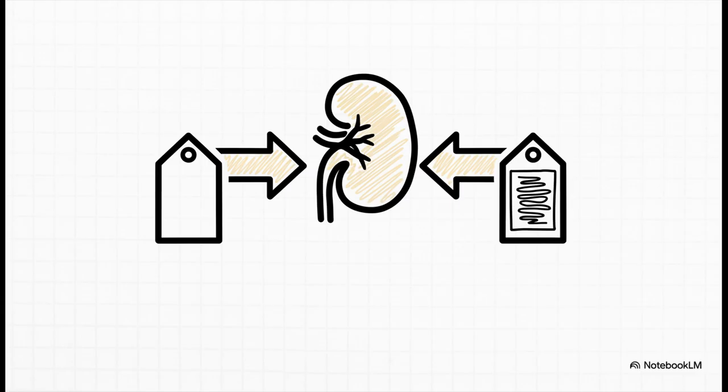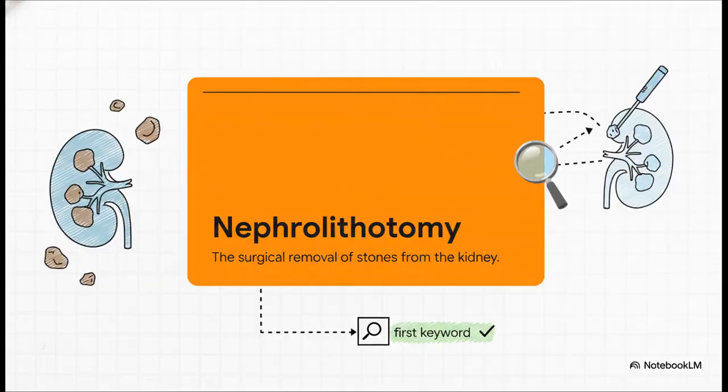The whole challenge of coding this thing, it's right here on this slide. You're going to read an operative report, and it's describing a single surgical session, but you've got to pick between two main codes. Making the right choice is absolutely critical, so let's break down exactly how you're going to do it. First things first, we've got to get our terms straight.